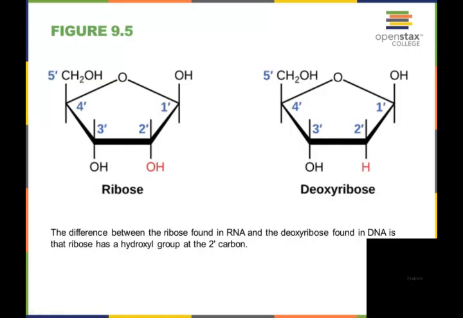So we have RNA and DNA. RNA is ribonucleic acid, and it's going to have the sugar ribose in there. DNA is deoxyribonucleic acid. It has the sugar deoxyribose. The difference is found right here on carbon number 2. This one has a hydroxyl group. This one here just has a hydrogen.